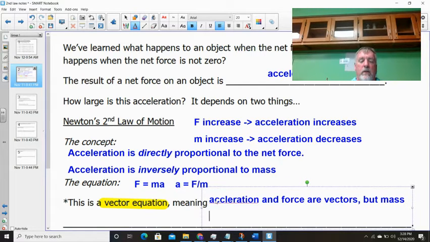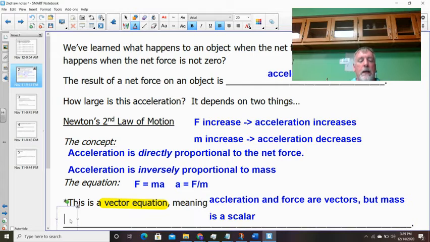Mass is a scalar. No direction. You weigh 10 grams. It's not like you weigh 10 grams north. Now, we don't talk about it that way because it's really not the way it works. So it's a vector equation. Well, what's important about that is that means we can break this down into two components. We can break it down into an x component, and we can break it down into a y component.